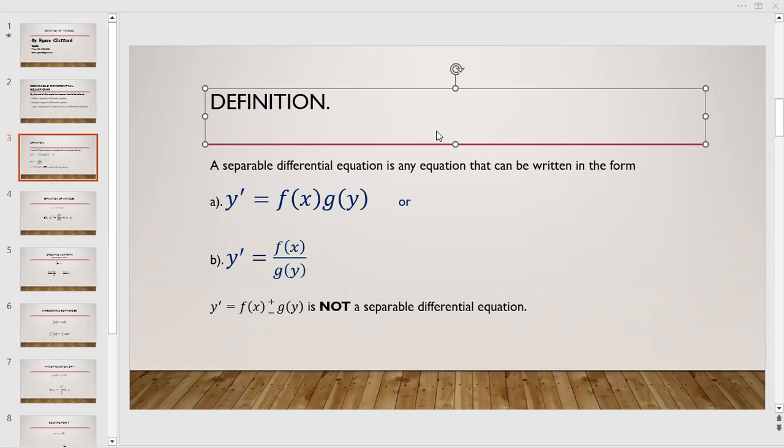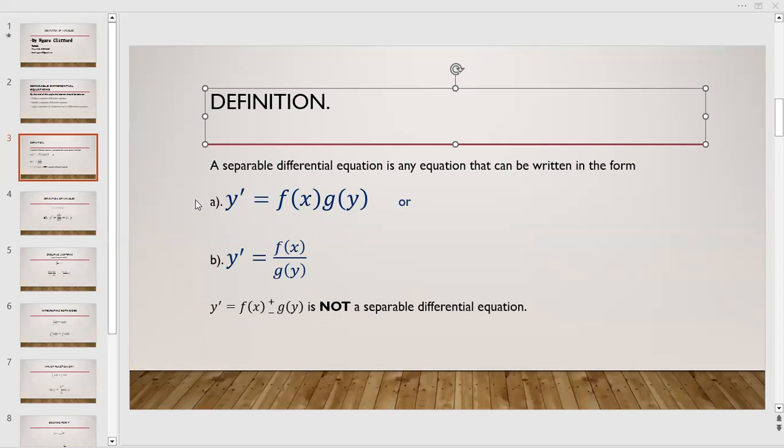So, Mwangi, just to sum up this slide, this function, y prime is equals to f of x times g of y, is a separable equation because from the definition, it has to be a multiple or a quotient of two functions. If it's not, then that is not a separable differential equation.